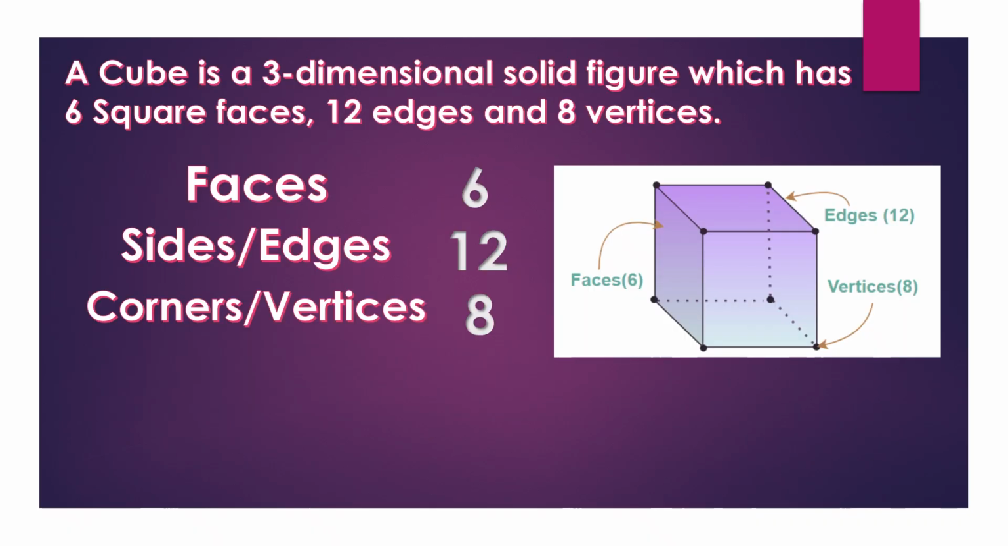Now we will see the questions on cubes. Till now we saw all the questions on dice. Correct? So now we will start with cube. So what is a cube? A cube is a three-dimensional solid figure which has 6 square faces, 12 edges and 8 vertices. As you can see in the picture, it has 6 faces, 12 edges. Edges are also called sides. 8 vertices. Vertices are also called corners.